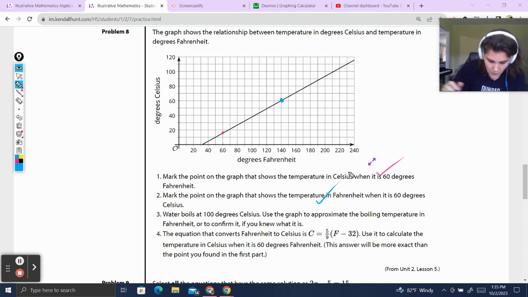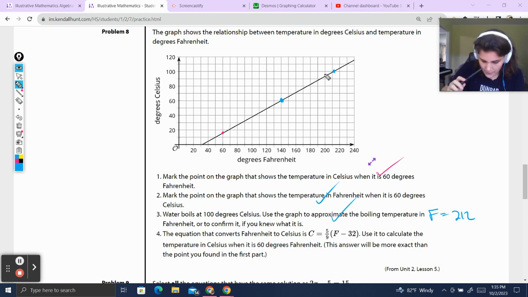We're done. Water boils at 100 degrees Celsius. Use the graph to approximate the boiling temperature in Fahrenheit, or to confirm it if you know what it is. So at 100 degrees Celsius, we are a little bit above 200 degrees Fahrenheit, which actually is 212 degrees Fahrenheit, the boiling point of water. We're done. So F equals 212, but anything like 210, 215, 220 even, I think would be a correct answer in this case because we are estimating or approximating.